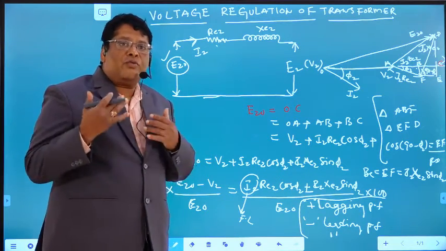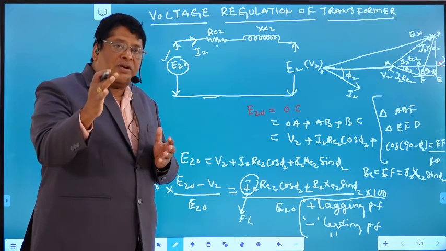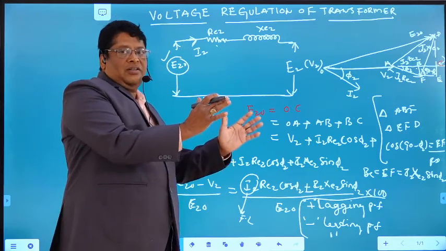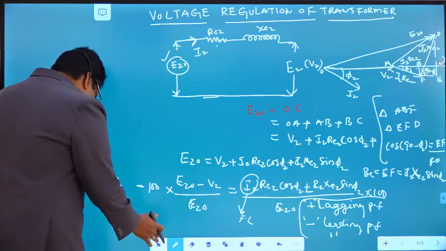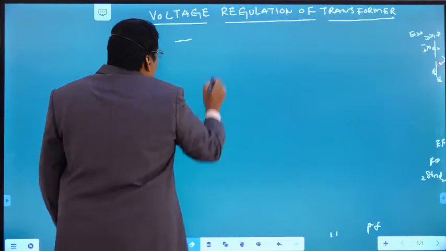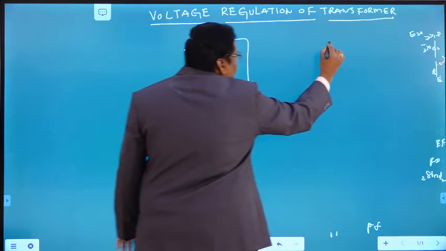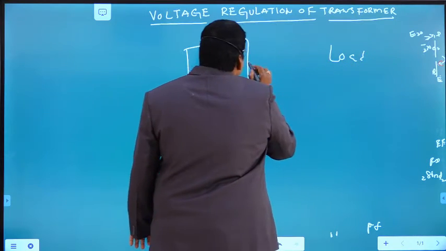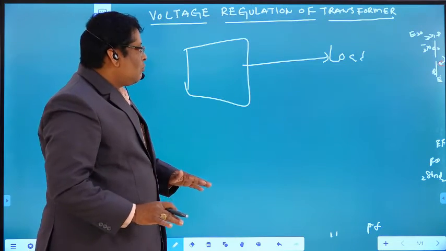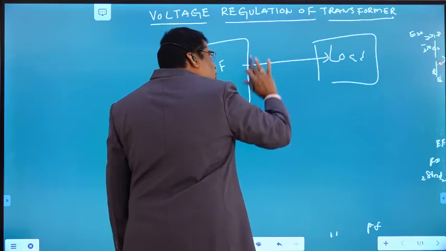The main reason we calculate voltage regulation is to know how much voltage is given by the transformer for a given value of load. Suppose we have a transformer, and here the load is there. This transformer is giving power to the load, up to a certain value of the load. So what is the voltage given by the transformer that is okay for the load.